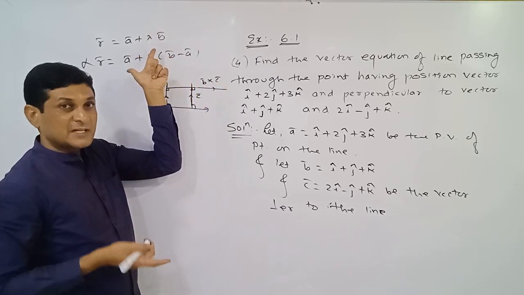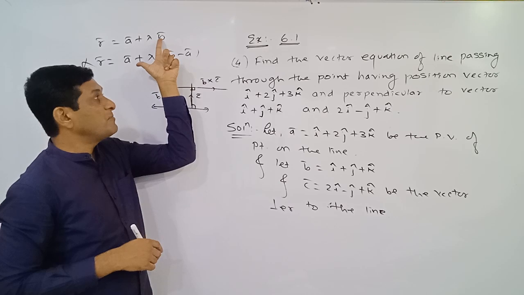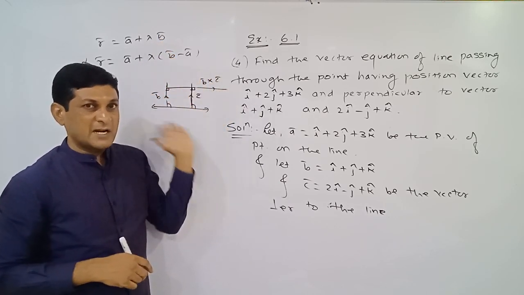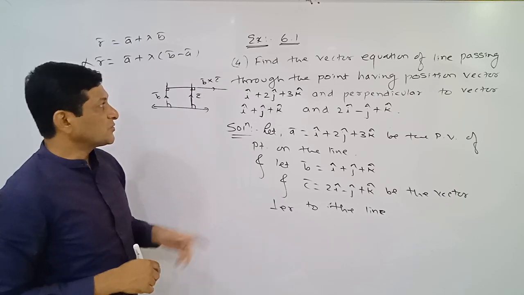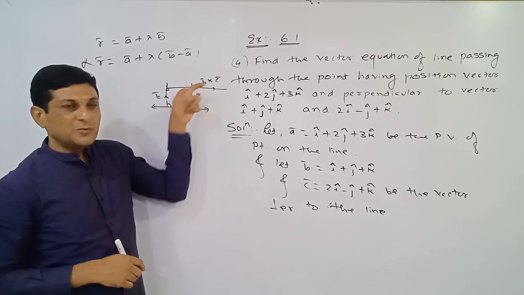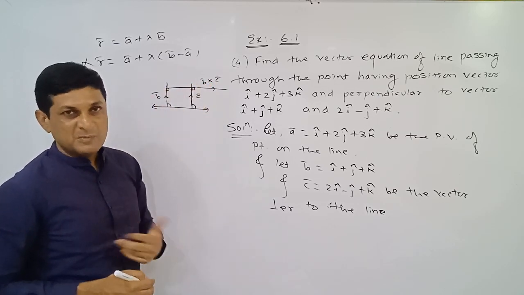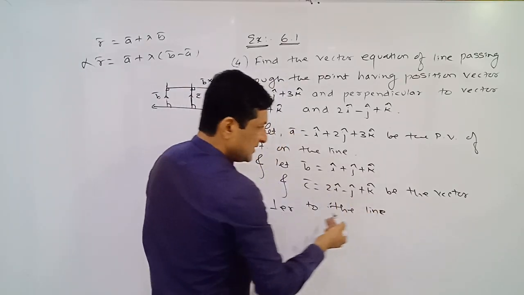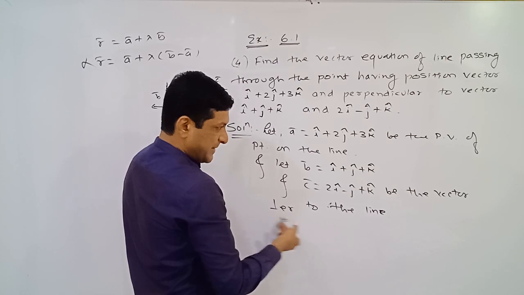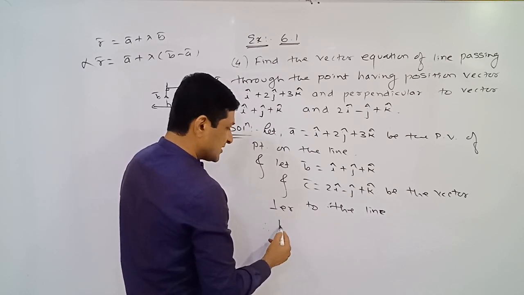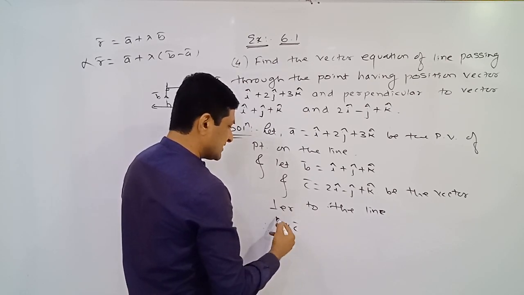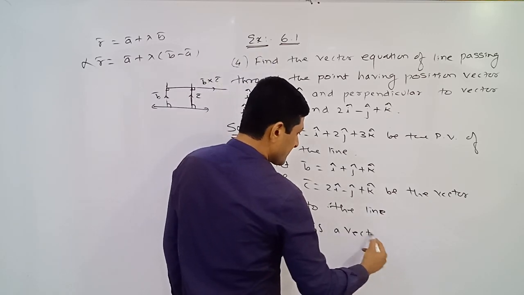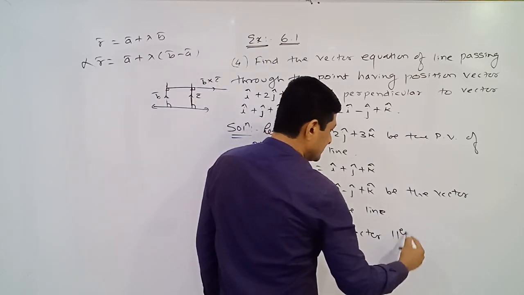Means in this way we will get here one vector. B bar is what? Vector parallel to the line. But instead of B bar, which vector we are getting here? B bar cross C bar is a vector what? Parallel to the line. So means to find out vector parallel to the line, we have to find out cross product of what? B bar and C bar. So here B bar and C bar be the vector perpendicular to the line. If these two vectors are perpendicular to the line, means we can say that B bar cross C bar is a vector parallel to the line.